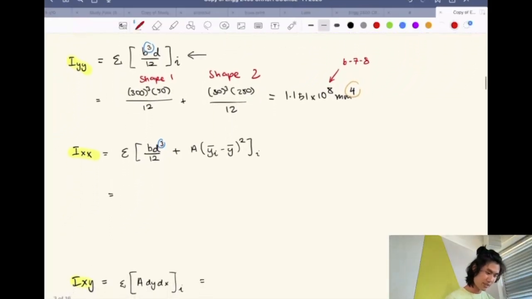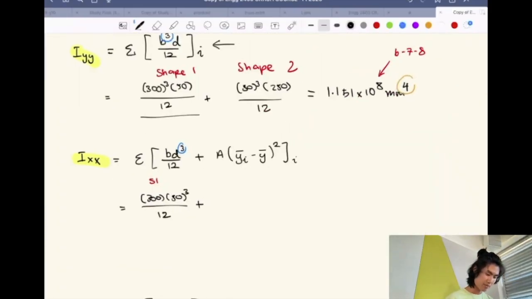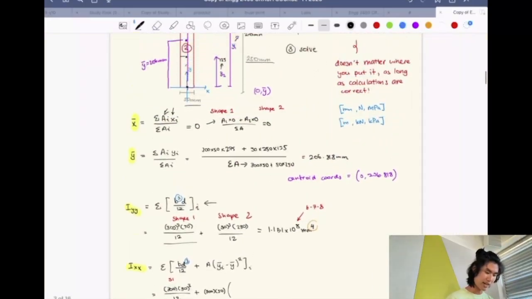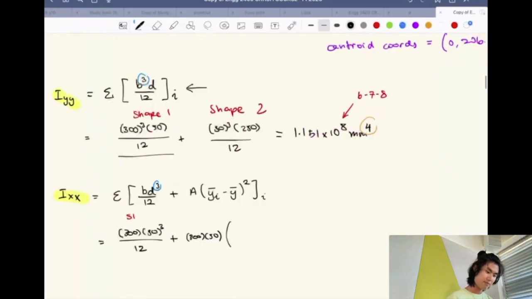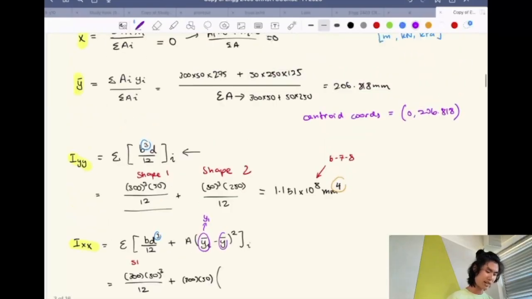Okay, let's do it for the x then. So in this case, we can just take the one that we see above. So for shape 1, let's take 300 times 50 cubed over 12. And now let's shift it. So we'll take the area, which is going to be 300 times 50. And what will this shift look like? So this, in this example, is y1. And then this is the actual y centroid.